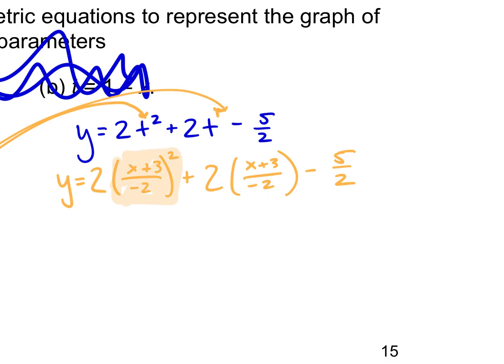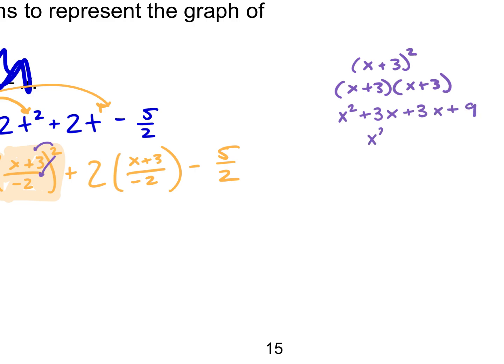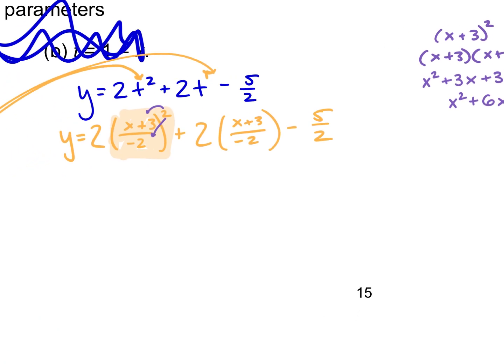I'm going to do it on the side over here because when we square it, we have to square the numerator and square the denominator. But when I square that x plus 3 squared, that's like saying x plus 3 times x plus 3, which we have to FOIL. So we get x squared plus 3x plus 3x plus 9. So that would be x squared plus 6x plus 9. So we have 2 times x squared plus 6x plus 9 over negative 2 squared would be what? 4.